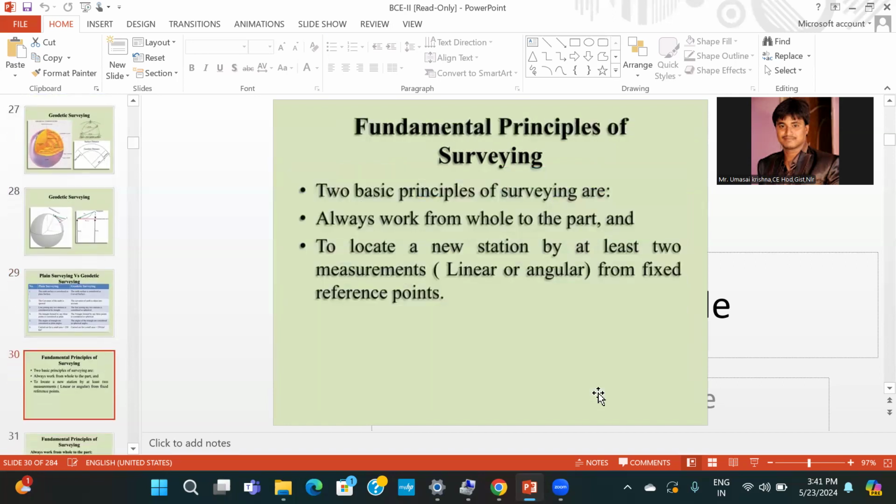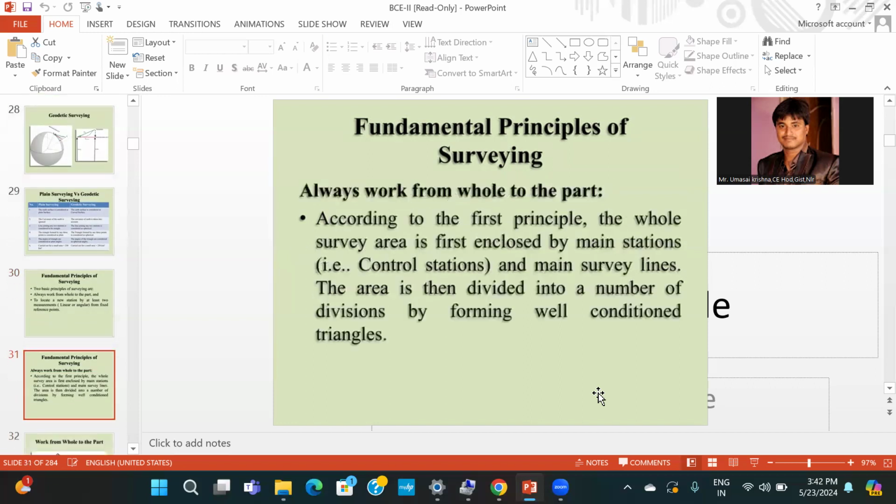And here the important thing is the principles of surveying. There are two major principles of surveying. One is always work from the whole to the part. By considering the entire area, we have to work, not by considering a small part. And the second one is to locate a new station by considering at least two fixed points. So these are the principles of surveying. So this is an important question also.